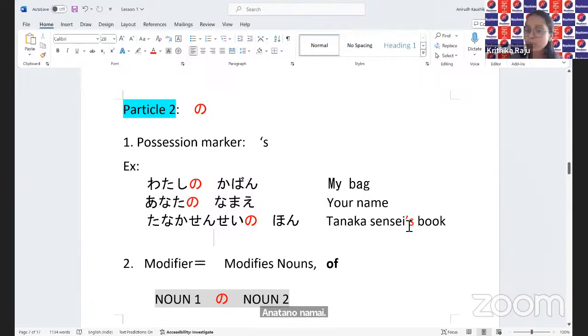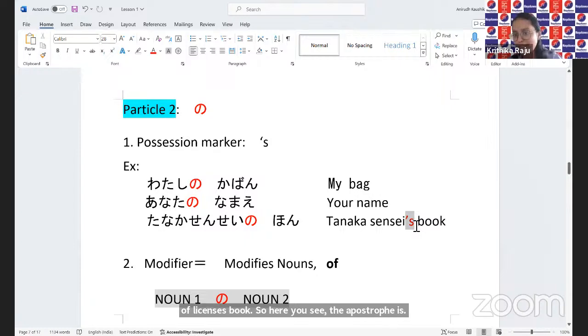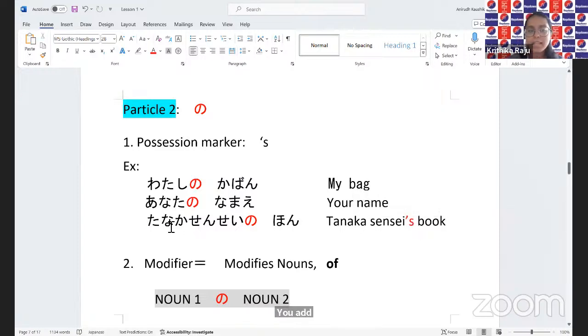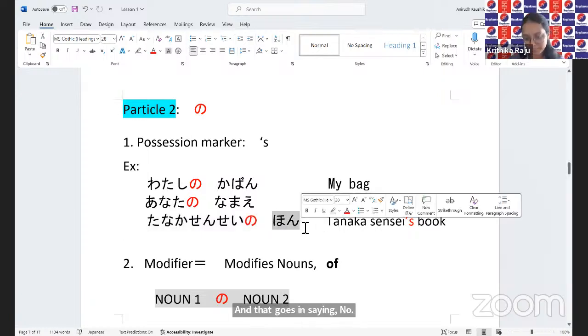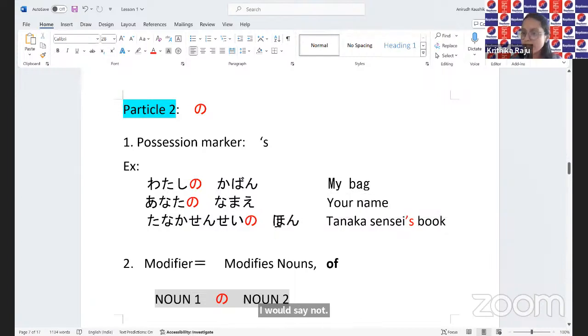Okay, next. Tanaka sensei's book. So here you see the apostrophe S. So no is exactly apostrophe S. In place of the apostrophe S, you add no. Tanaka sensei's book will be Tanaka sensei no hon. Very good. So three new words here, right? Tanaka sensei no hon. Tanaka sensei's book.